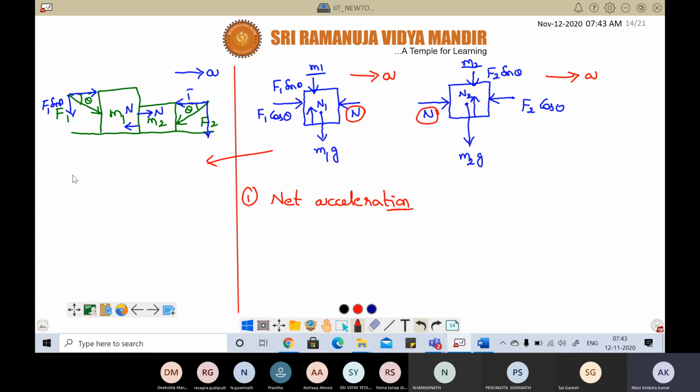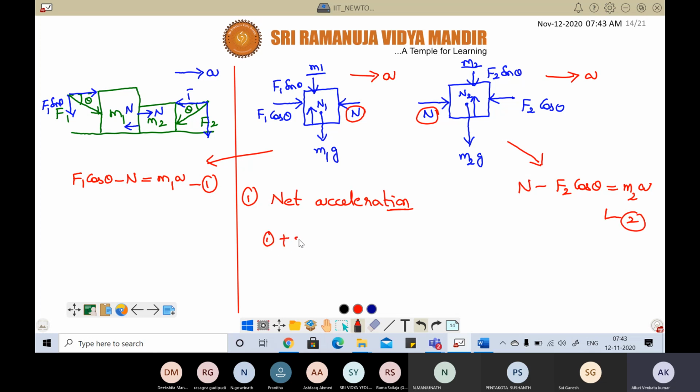F1 cos theta minus N is equal to M1 times A. Correct or not? Same way here, what is the equation? N minus F2 cos theta is equal to M2 times A. So now we'll add these two equations. This is equation 1. This is equation 2.